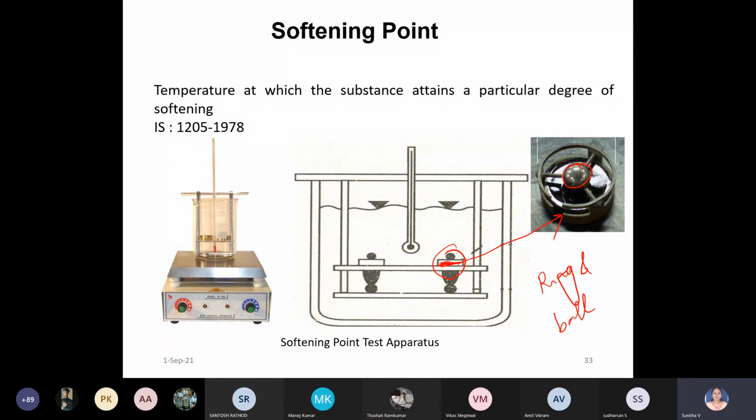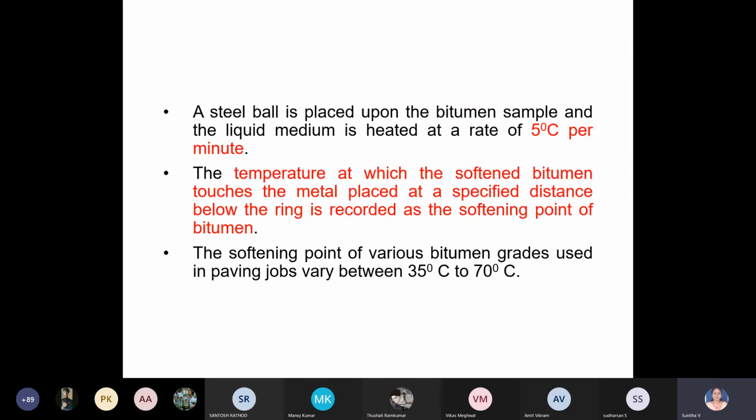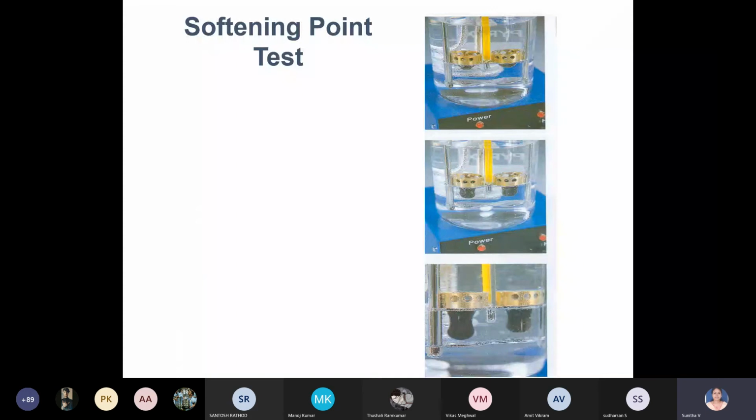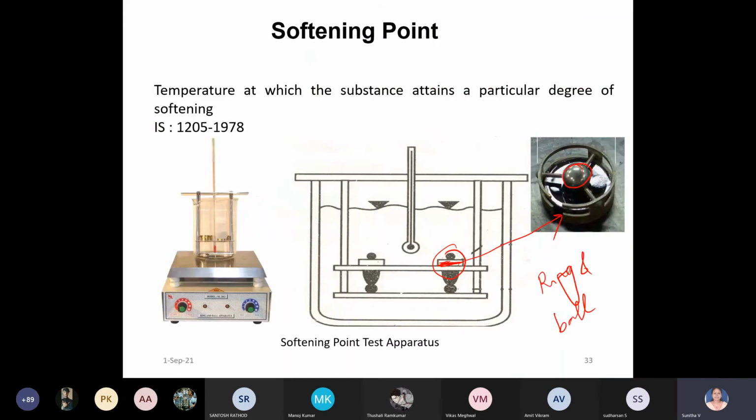Okay. So the procedure for this, I think you'll understand with this. A small ring you can see, and a ball also. So you have to take the bitumen sample. You take the bitumen sample. You have to pour it inside this ring. Then keep a small ball over there. Then the entire setup is to be kept inside the softening point test setup.